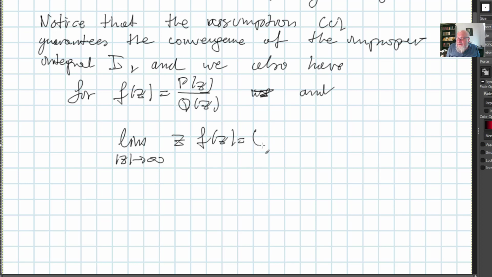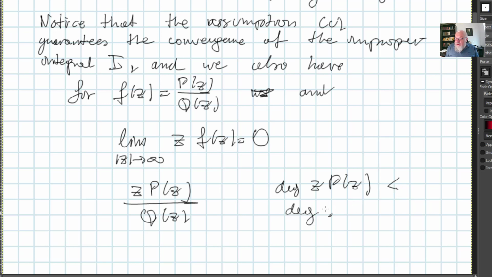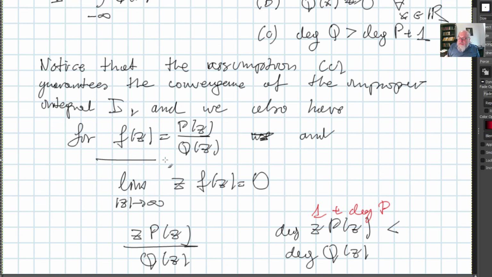Notice, that's important. Why? Because in such a case, if you write it down, this will be z p of z. The degree of z p of z is strictly smaller than the degree of q of z by the assumption, because that one gives you 1 plus the degree of p. If the degree of the denominator is larger than the degree of the numerator, then in such a case the limit must be 0. So that condition will also be satisfied, and we emphasize, we put it in red, this is the condition that follows from C. So C implies this particular condition.